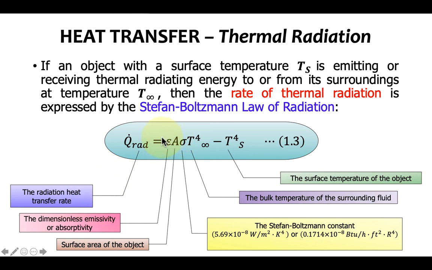This is the symbol named epsilon. So this epsilon symbol is the dimensionless emissivity or absorptivity. The hotter object is said to emit energy, while the colder object absorbs energy. A is the surface area of the object, and the symbol sigma here is the Stefan-Boltzmann constant.